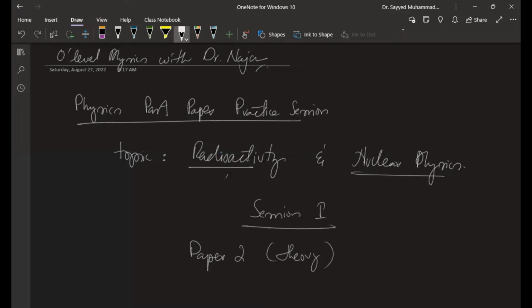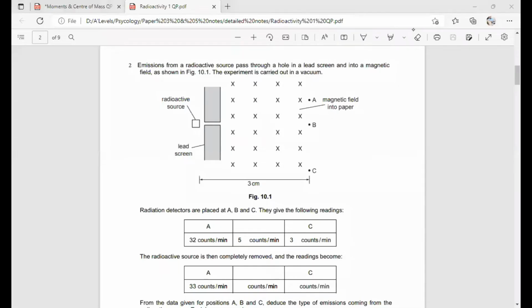Okay, so let's start the session 1 of the topic radioactivity. In the question related to radioactivity, the examiner is asking: emissions from a radioactive source pass through a hole in a lead screen and into a magnetic field as shown in the figure. The experiment is carried out in vacuum.